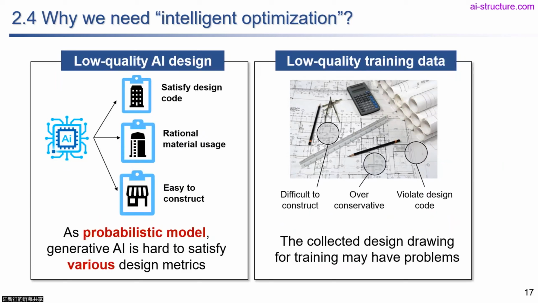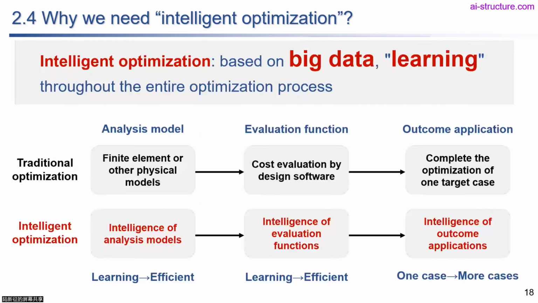We also need optimization algorithms because the AI-generated design sometimes is not of good enough quality, and sometimes our training data is not good enough. So we need to improve the generated results and the training data. The reason we think about intelligent optimization is that currently we have very good optimization algorithms, but we want to go further and let the algorithm have the capacity to learn. Because we have already collected a lot of data, and generative AI can also generate a lot of data, we can use this data to improve the optimization capacity of the algorithm.